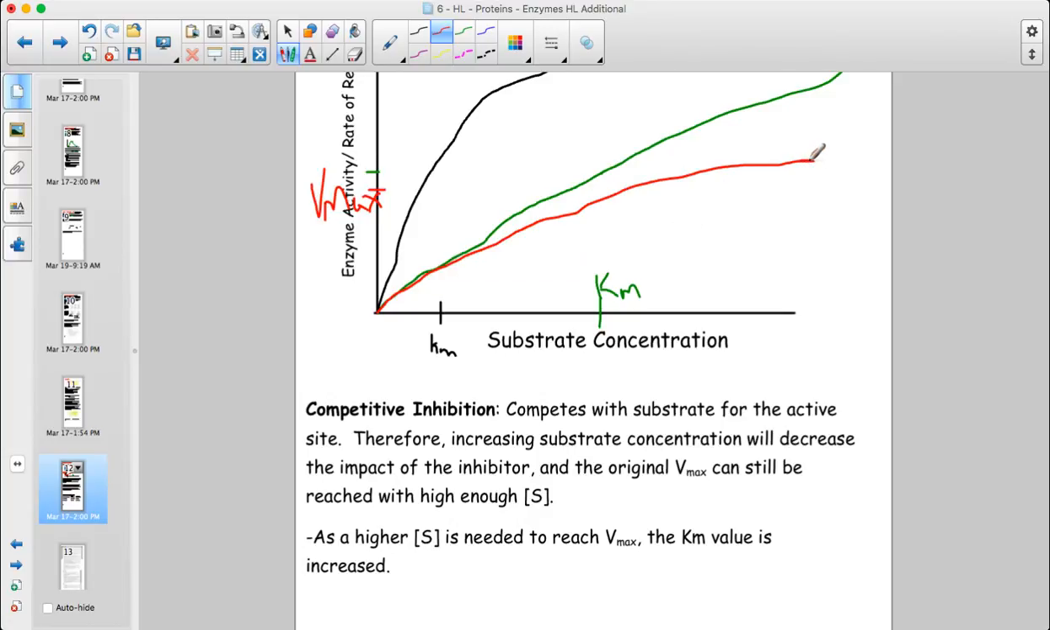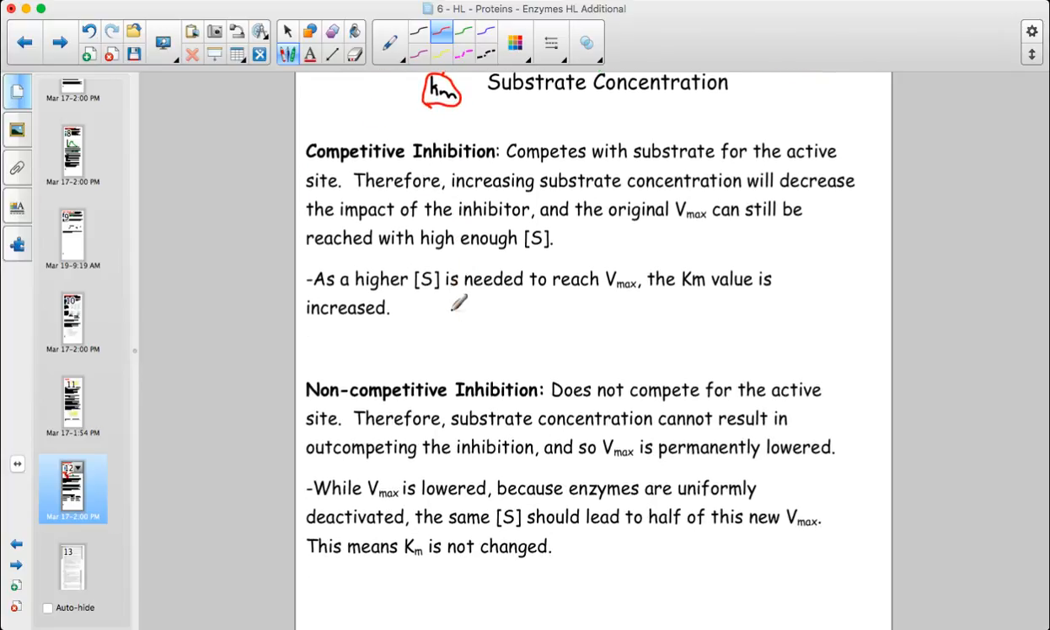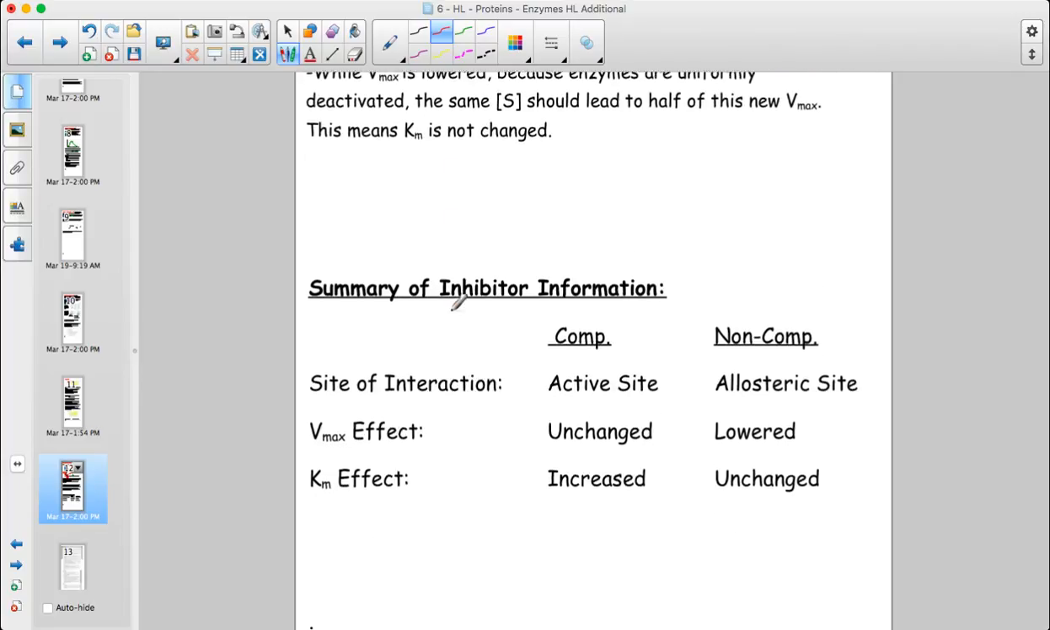As a result, because the new Vmax is a lot lower, half the Vmax ends up being much lower as well. And so the Km value for what gets you to half Vmax ends up being the same. Now, this is a pretty rough sketch, so that might not be entirely true in this drawing, but it's supposed to be that because the Vmax is lowered, so is half Vmax, and so Km stays the same under non-competitive inhibition.